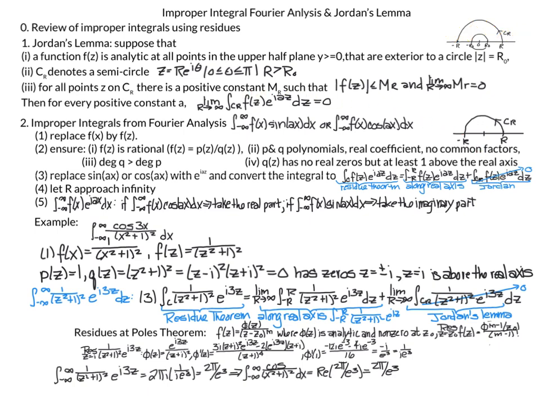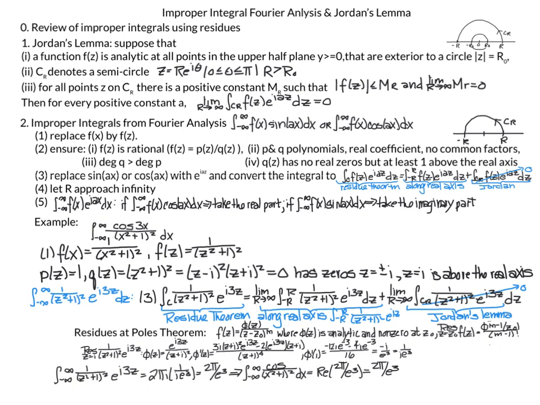We can now use Jordan's lemma to extend our technique of improper integrals using residues to improper integrals of a function f of x sine of ax, or an integral of f of x cosine of ax. These integrals are ones that you see often when you have Fourier analysis. And this here is our procedure for doing these improper integrals.